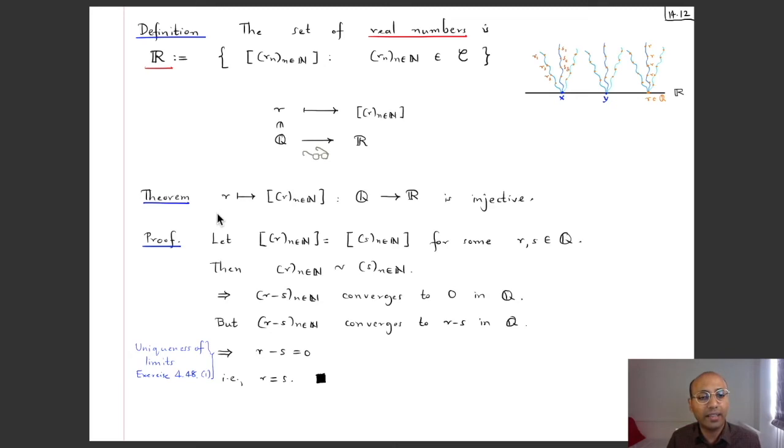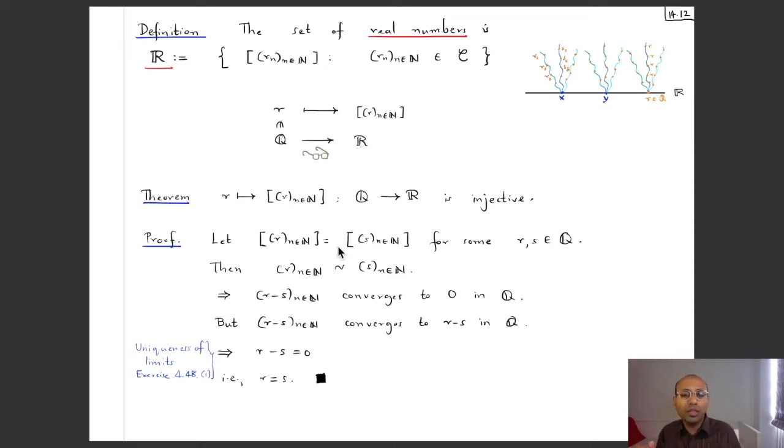Let us check that this map, which sends R to this equivalence class containing the constant Cauchy sequence in Q, R, R, R, R, R, that map from Q to R is injective. Suppose that R and S are two rational numbers such that the images under this map are the same. So that means that the equivalence class containing this constant sequence R, R, R is the same as the equivalence class containing this constant sequence S, S, S.